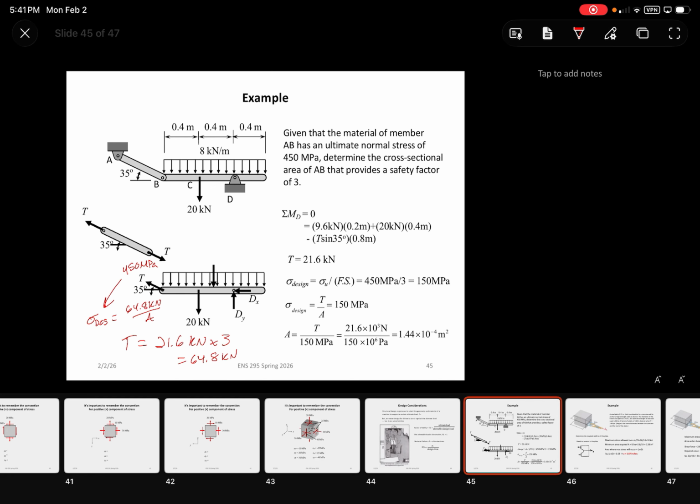Yes? Where did all the numbers come from? Like the 9.6. The 9.6 kilonewtons comes from the 8 kilonewtons multiplied by 1.2 meters. So for a distributed load, think of it like a cross-sectional area. You've got the magnitude of the distributed load acting directly on the center here. So that 8 kilonewtons per meter, the entire length of that bar is 1.2 meters. So that 9.6 kilonewtons is the same as saying that 8 kilonewtons per meter multiplied by the total length that that distributed load is applied over.